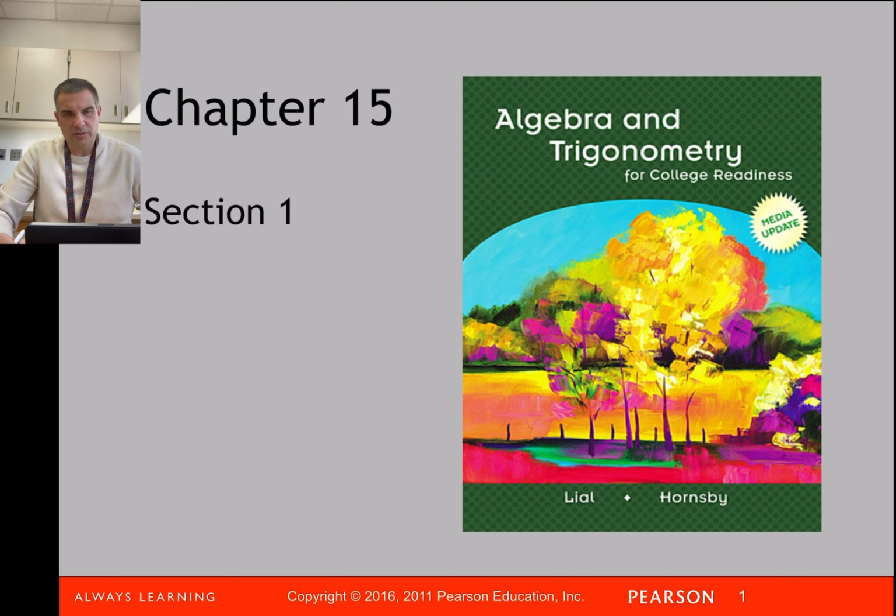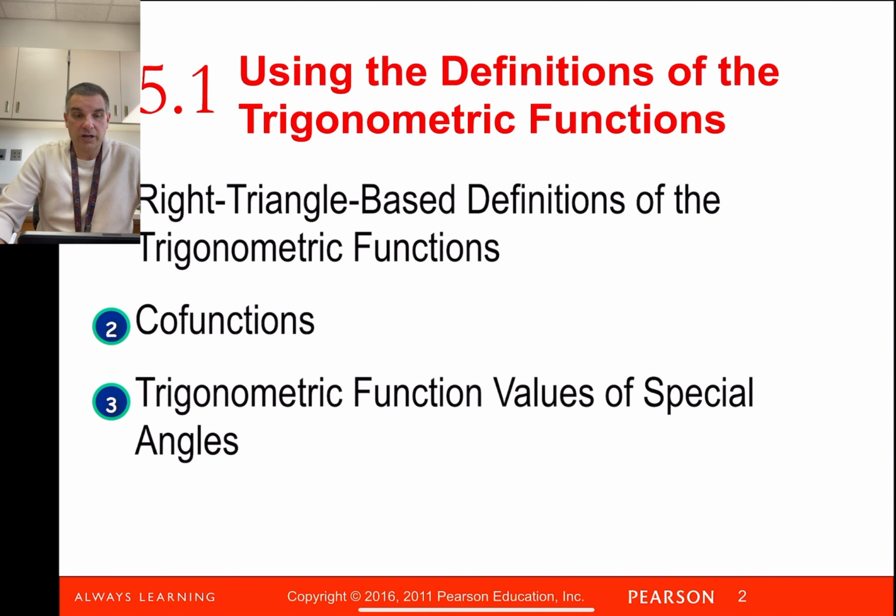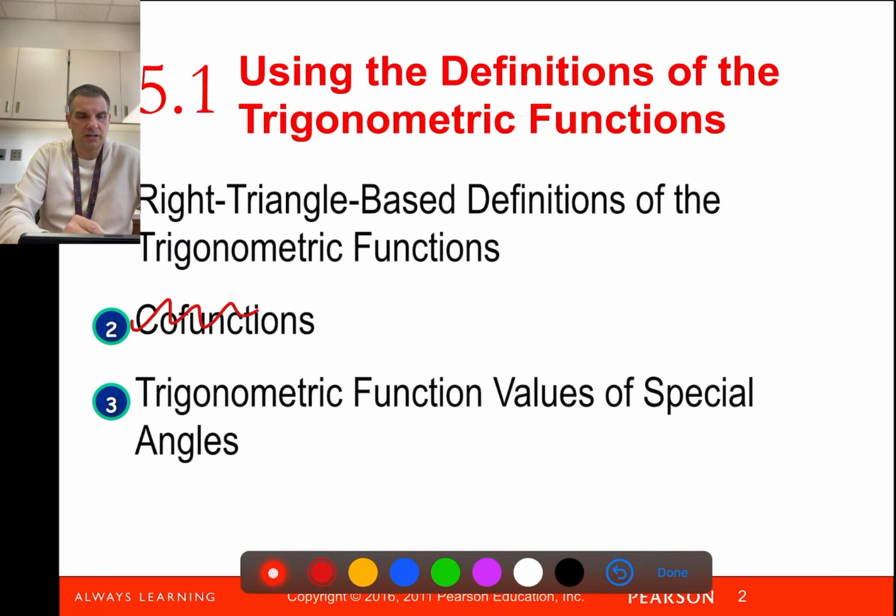We're going to start in chapter 15, a little bit of trig. Today looks like we're going to talk about right triangle-based definitions of trigonometric functions. We're not going to do that one there, and we're going to do trigonometric function values of special angles. So 30, 60, 90, 45, 45, 90.